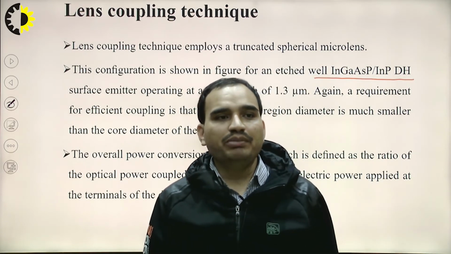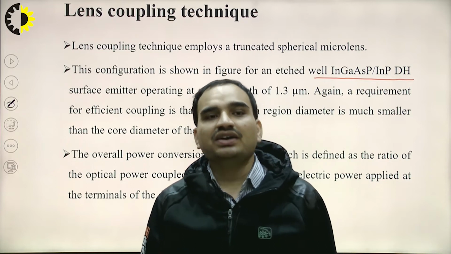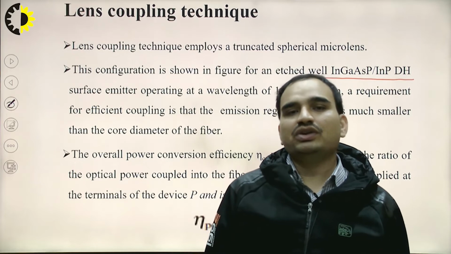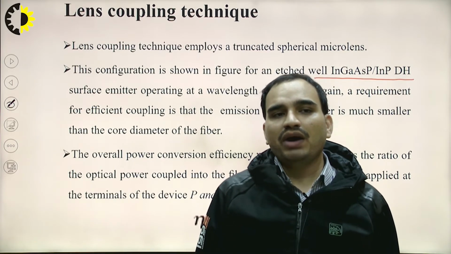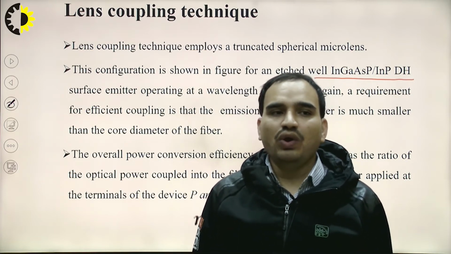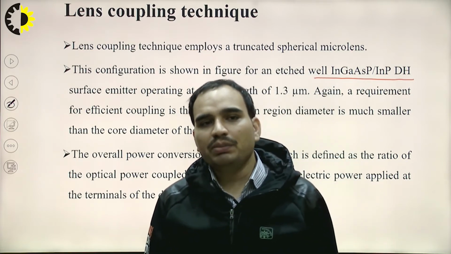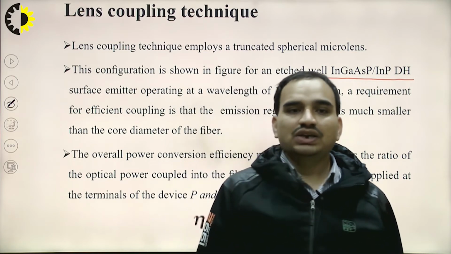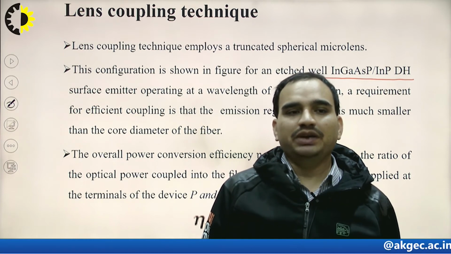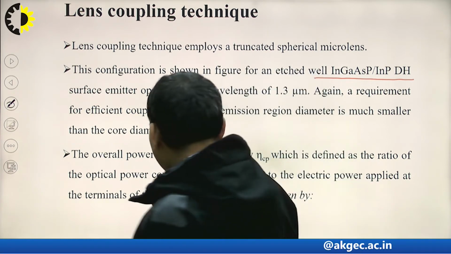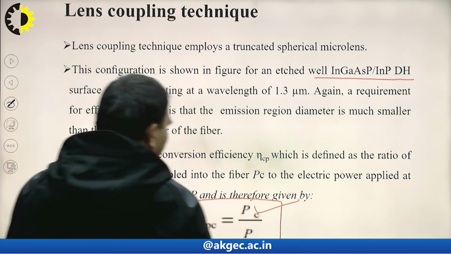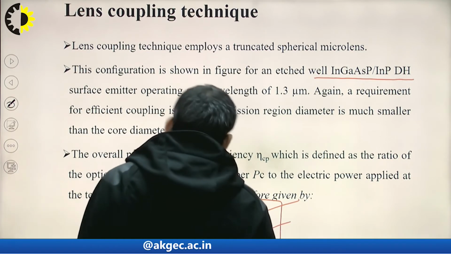Again, a requirement for efficient coupling is that the emission region diameter is much smaller than the core diameter of the fiber. The overall power conversion efficiency, that is eta Cp, is defined as the ratio of the optical power coupled into the fiber, that is Pc, to the electric power applied at the terminal of the device, P. So the coupling efficiency is given by eta equals Pc, the power coupled to the fiber, over the power emitted from the source.